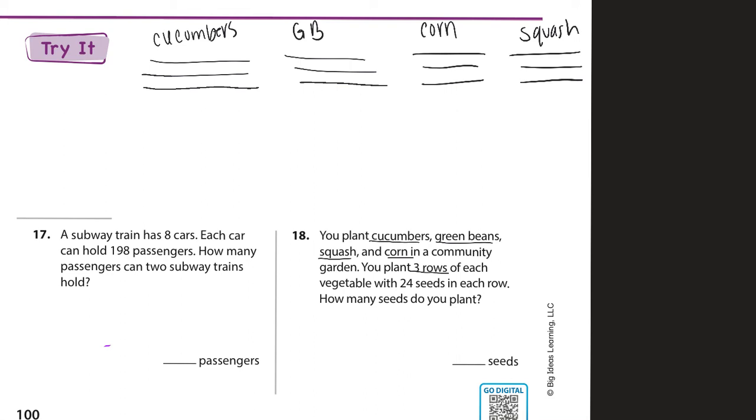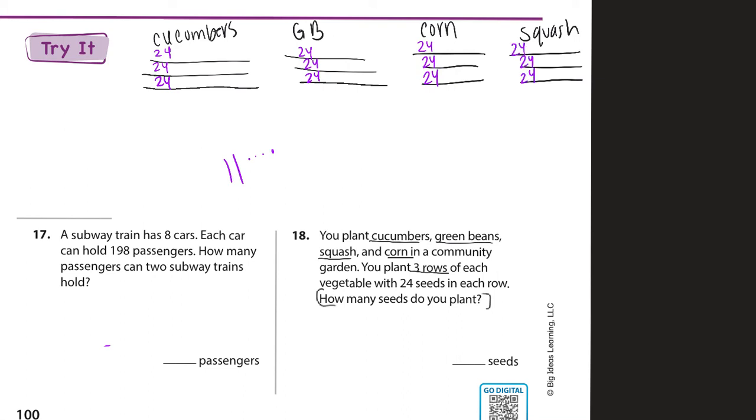With 24 seeds in each row. How many seeds do you plant? 24 seeds in each row. Okay, I can do that too. Now, I can draw 24 little dots, but that's crazy. I can draw rods and units in each row if I wanted to. But I prefer to write the number 24. I find this to be easiest. So I have 24 seeds, 24 seeds, 24 seeds. And I keep doing that because that's how many seeds are in each row for each vegetable.